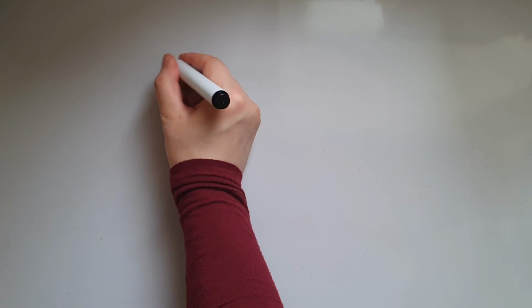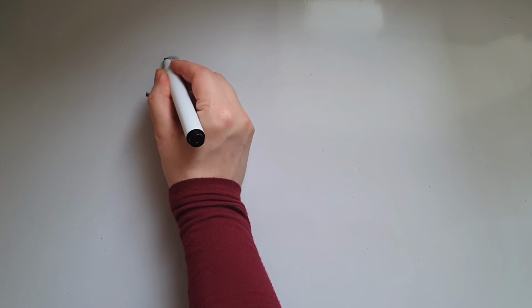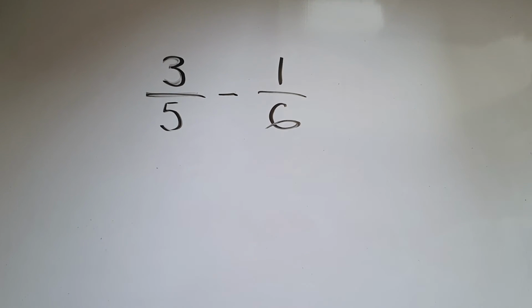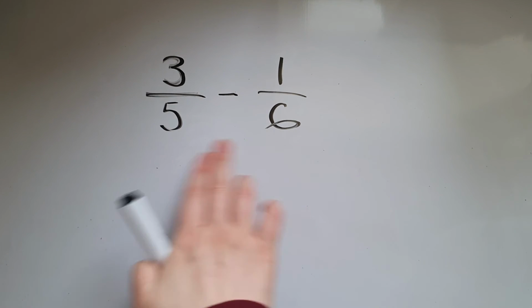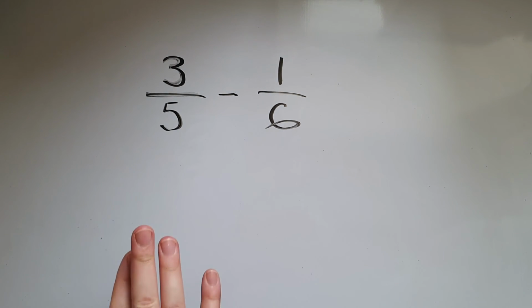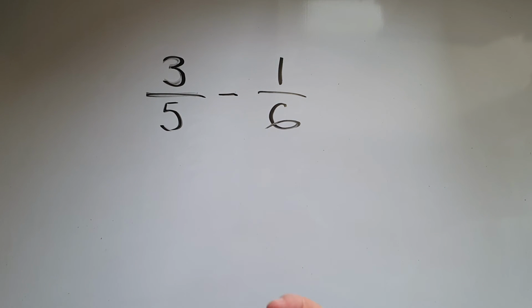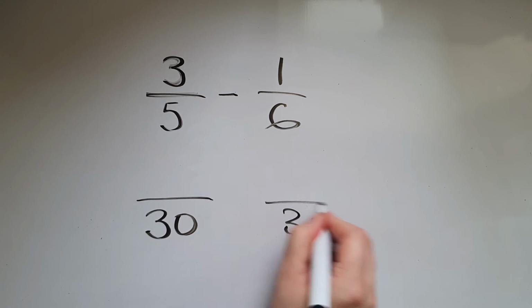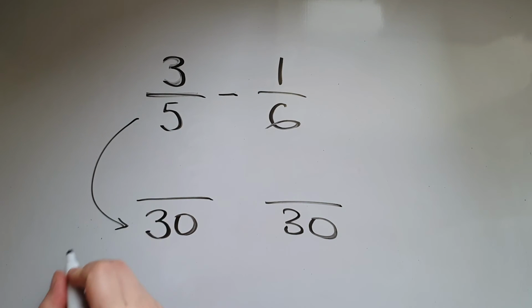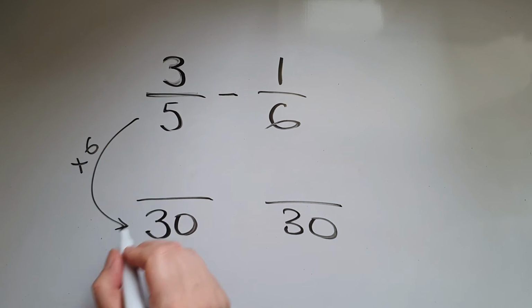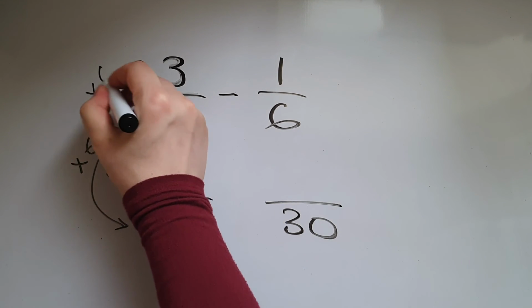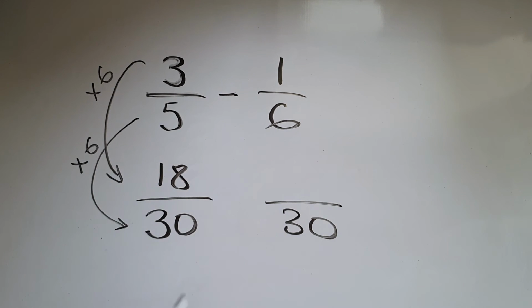Let's try this with another 2 fractions. So we've got 3/5 take away 1/6. So finding a common denominator for both, a multiple, a number that these would fit into without leaving any remainders, and that can be 30. So to get from 5 to 30, we've multiplied by 6. So to get from 3 to this number, we need to multiply by 6 as well. So that gives us 18.